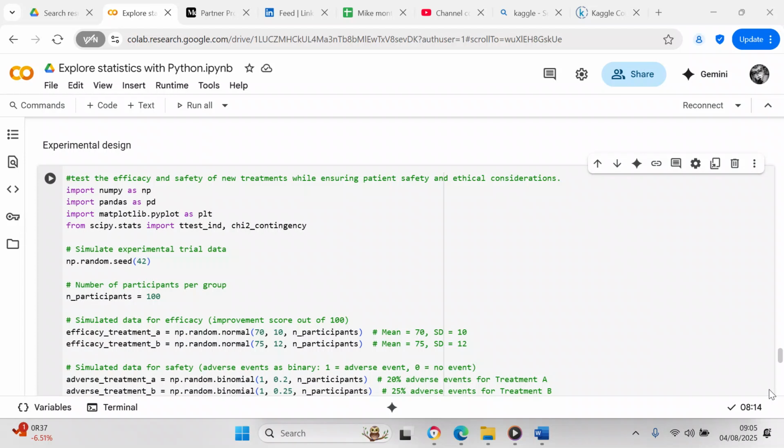And from scipy.stats, we're going to import ttest_ind and chi2_contingency. SciPy is Python's scientific library. Stats is a statistical module within SciPy. ttest_ind is a t-test that is performed on two samples that are independent of each other. And chi2_contingency is a test that's used to do a chi-square test.